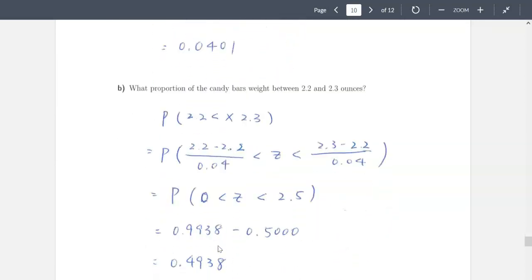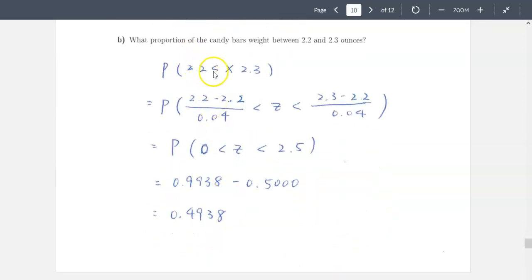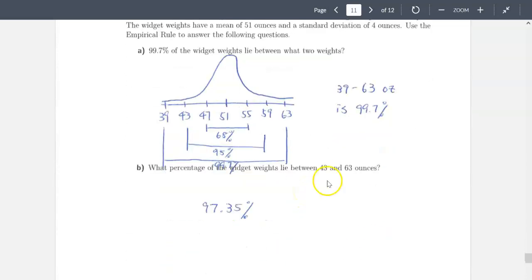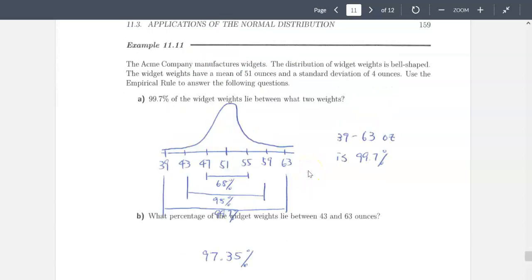Here again, it's the same question. What if we have in between? What are the chances you find a candy bar that's between 2.2 and 2.3? We take 2.2 and change that to z. Then we take the 2.3 and do the same thing, change it to z. Once we have that, we want to find the z's between 0 and 2.5. Look up 2.5, that's the table value. Look up 0, that's the table value. We subtract, and we get the proportion that we want. It's a percent.